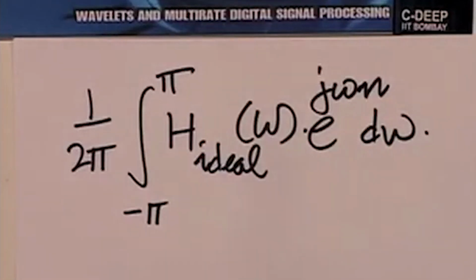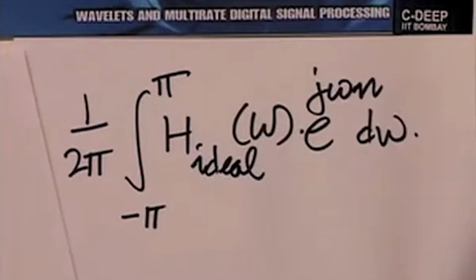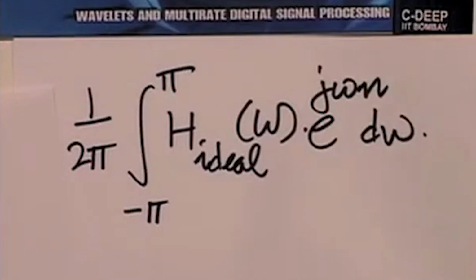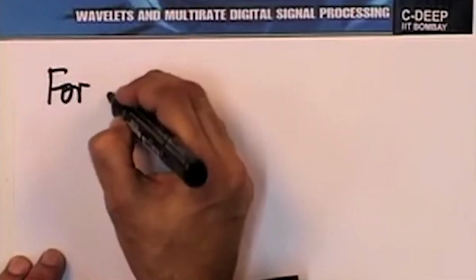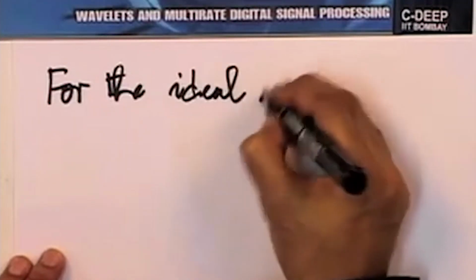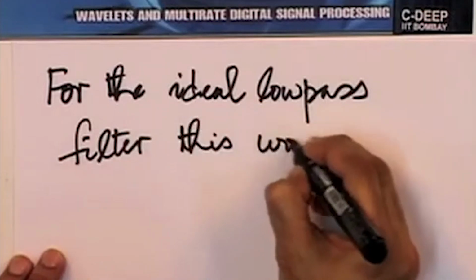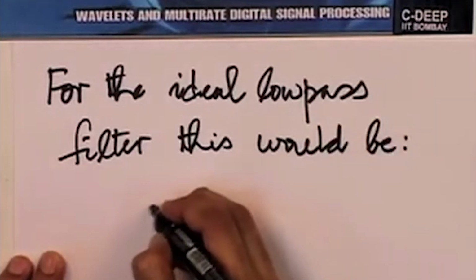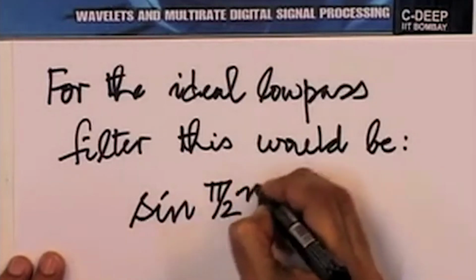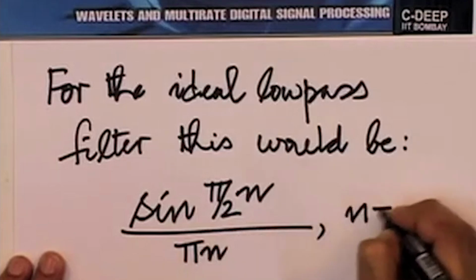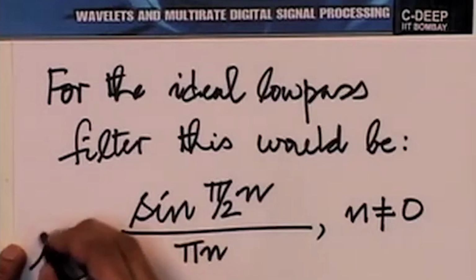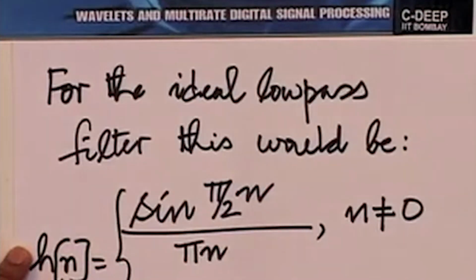And in fact, I leave it to the class to compute this for the ideal low pass filter and the ideal high pass filter with a cutoff of pi by 2. I shall just put down the answer for the ideal low pass filter. So, for the ideal low pass filter, this would turn out, for example, to be sin pi by 2 n divided by pi n wherever n is not 0. So, this is the impulse response h n, and it will be half for n equal to 0. I leave it as an exercise to verify this integral.